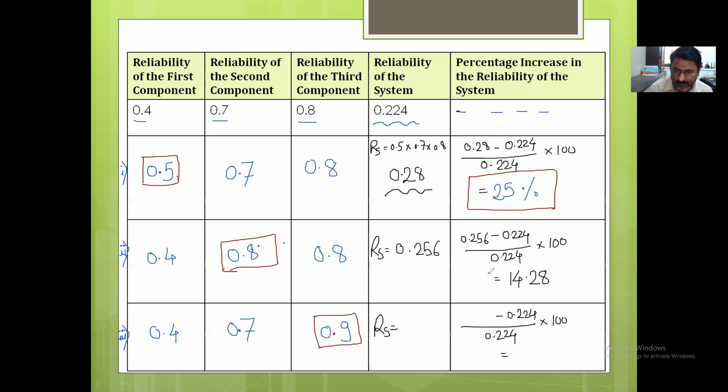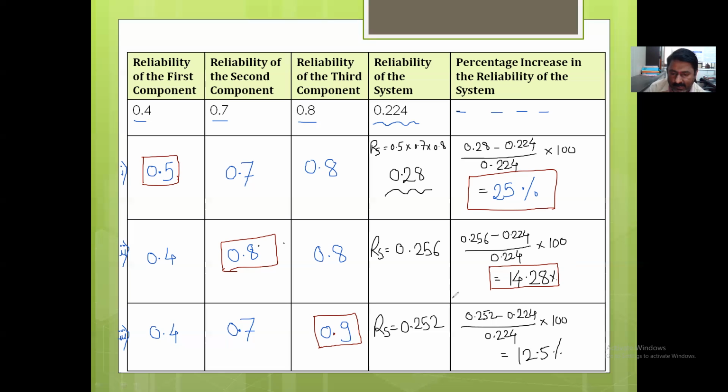Next, the system reliability is 0.252. Very nice. And then I will go for 0.252 minus 0.224. What is the answer? 12.5%. Okay. So I will mention the percentage here also.